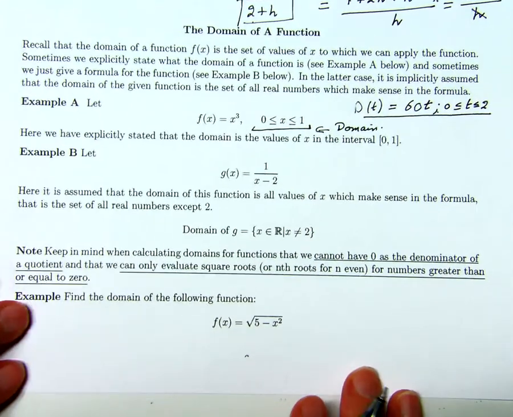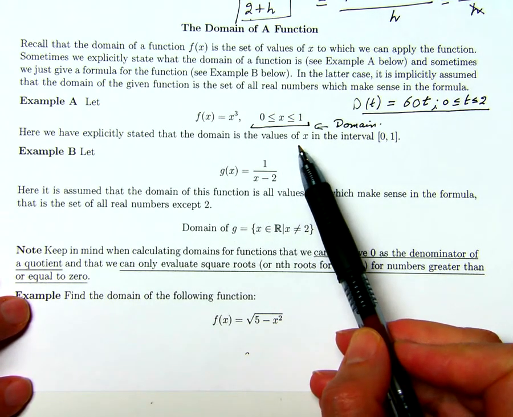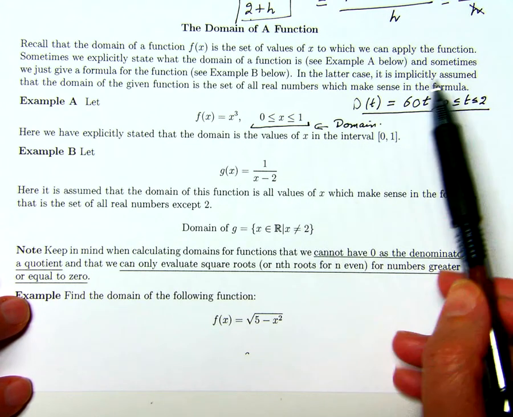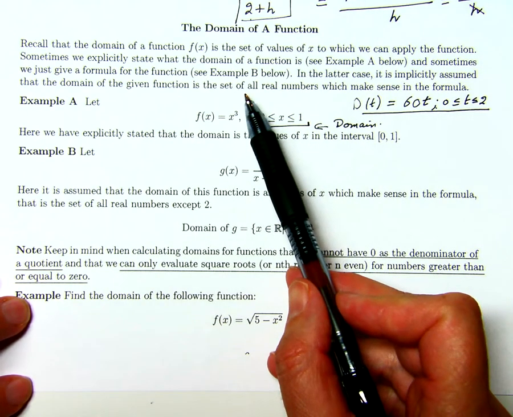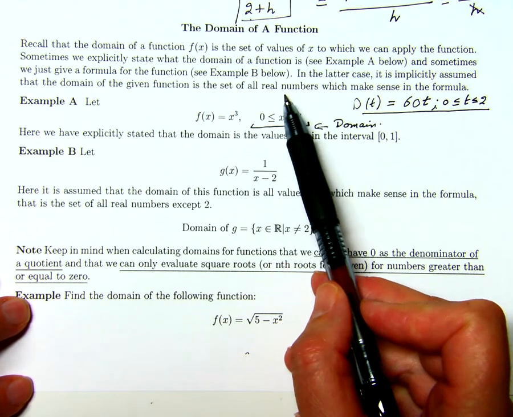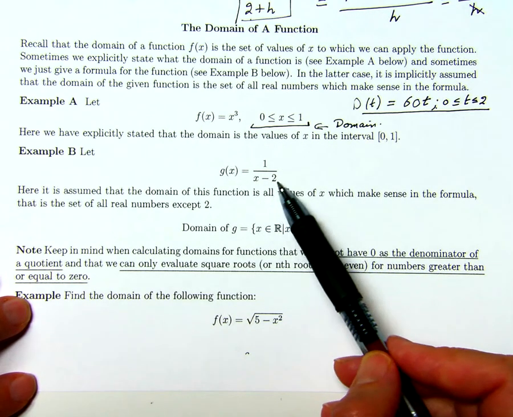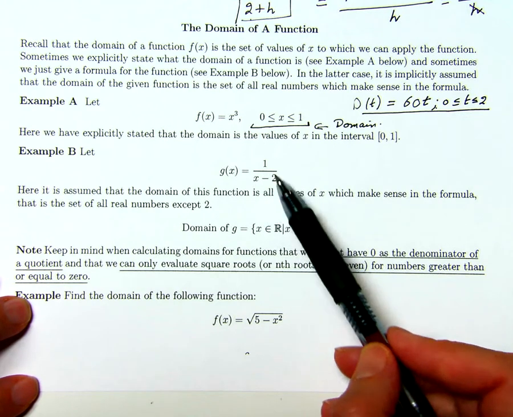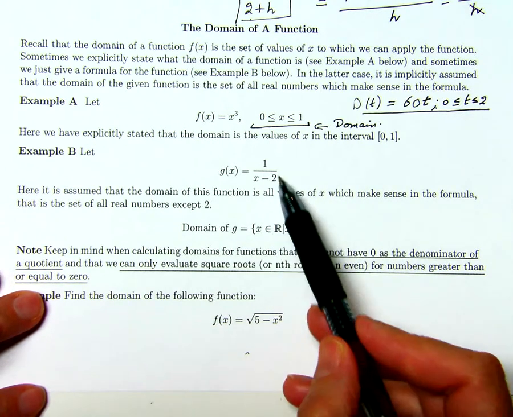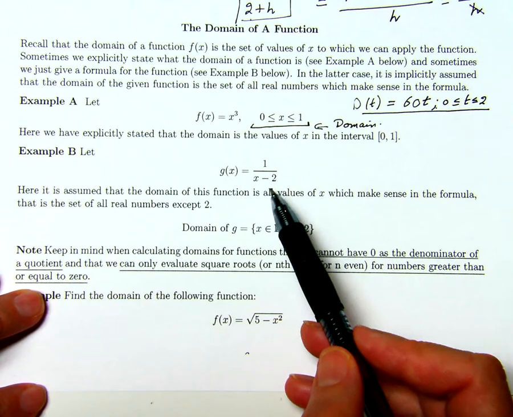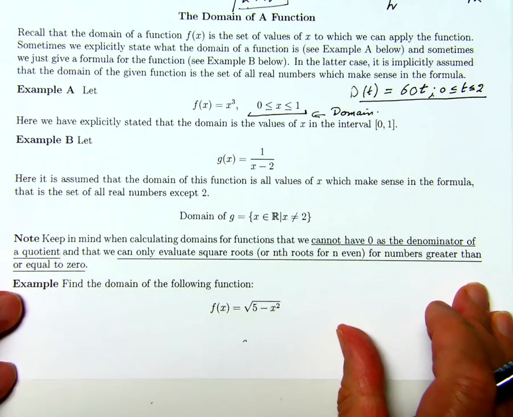And there are also times where we don't explicitly state what the domain is, and in that case it's implied or implicit in the definition that the formula holds for the set of all real numbers for which the formula makes sense. So for example, if I say g of x is 1 over x minus 2, then it's assumed that x equals 2 is not in the domain. So the domain here is the set of all values of x for which 1 over x minus 2 makes sense, and that's all x values not equal to 2.